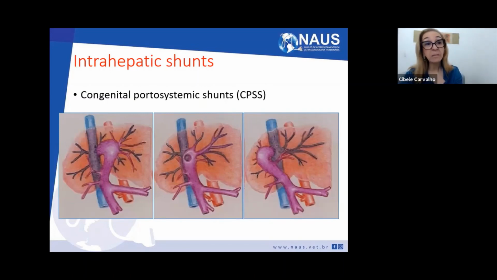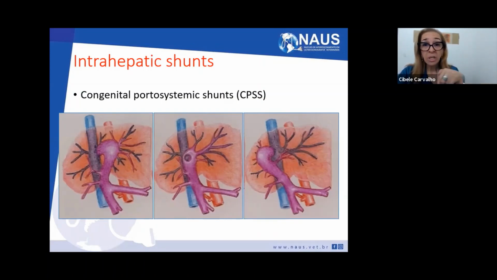Intrahepatic shunts tend to occur more often in large breeds and result in hepatic encephalopathy, usually under the age of 1 or 2 years. The etiology of intrahepatic shunts remains unknown, except for the left-sided intrahepatic shunt, this one, which is believed to be a persistence of the ductus venosus.